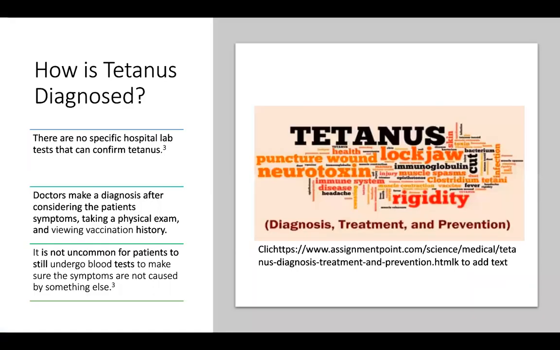So how is tetanus diagnosed? Unfortunately, there is no specific hospital lab test that can confirm tetanus. So doctors will have to make a diagnosis after considering the patient's symptoms, taking a physical exam, and viewing their tetanus vaccination history. It is still not uncommon for a doctor to have the patient undergo blood tests to make sure these symptoms are not caused by something else.